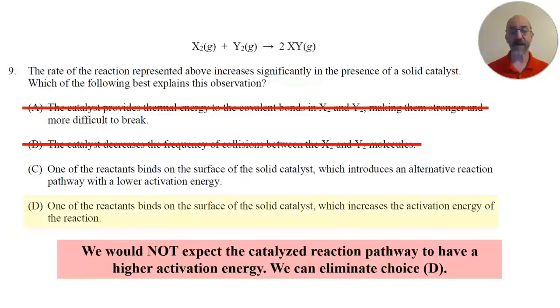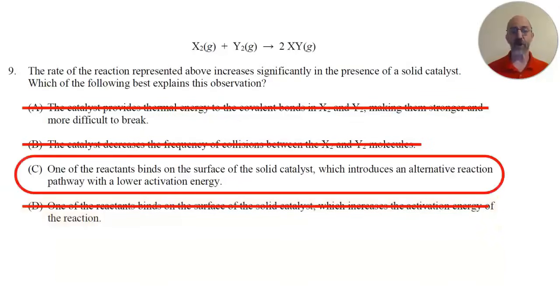And we would not expect the catalyzed reaction pathway to have a higher activation energy, so we can definitely eliminate choice D. So the correct answer to question 9 is choice C, and again, it was that lower activation energy that was the main reason for choosing choice C. All right, well, this was question 9, the last question in this packet.